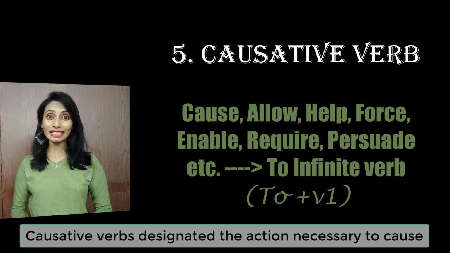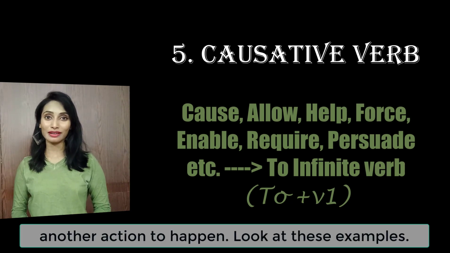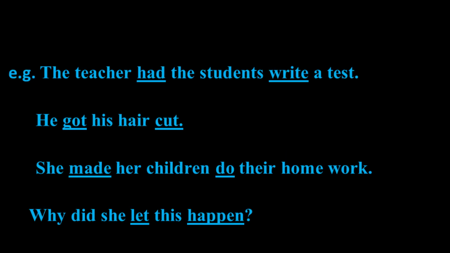Causative verbs designate the action necessary to cause another action to happen. Look at these examples. The teacher had the students write a test. He got his hair cut. She made her children do their homework. Why did she let this happen?